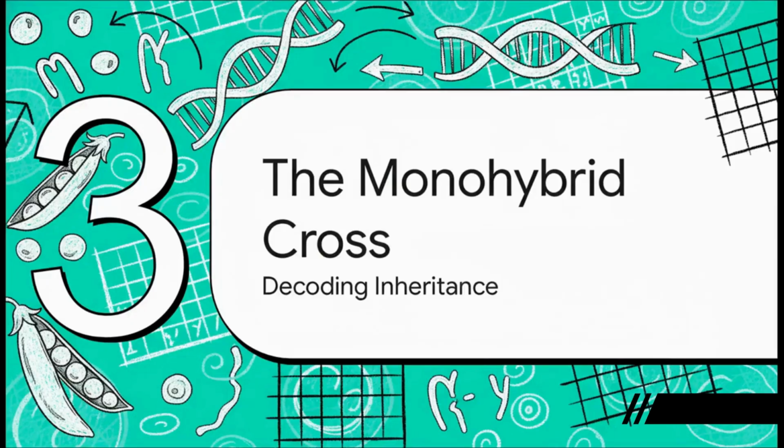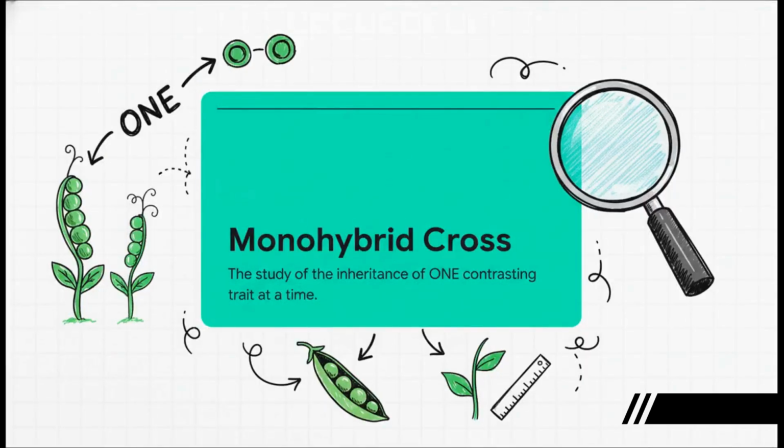All right, let's get into the nitty-gritty. We're going to break down the central experiment that unlocked everything, the Monohybrid Cross. Listen up, because every single step here is a potential exam question. Pay close attention. So what in the world is a monohybrid cross? The name itself gives you a huge clue. Mono means one, right? So it's a cross where we're only tracking the inheritance of one single trait, like plant height. By keeping it super simple, Mendel could isolate the rules for how that one specific trait was passed down.